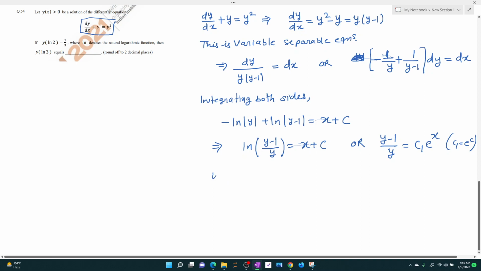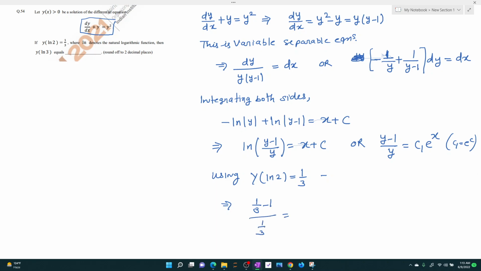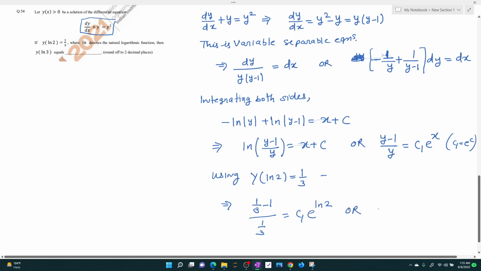Now, using the condition they give us, y of ln 2 equals 1 by 3, right? This implies we have (1 upon 3 minus 1) divided by 1 upon 3 equals nothing but c1 e power ln 2, right? Or this can be written as, see, 1 upon 3 minus 1 is nothing but minus 2 by 3. This is 1 by 3. So I can say that this is minus 2 equals 2 times c1, or c1 is nothing but minus 1. Make sense?